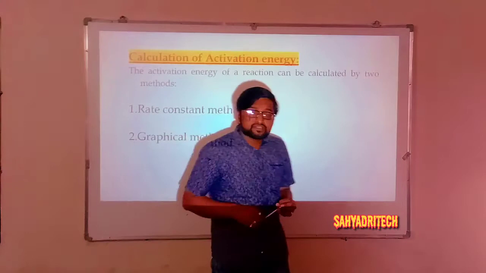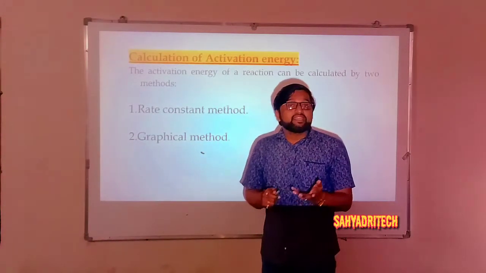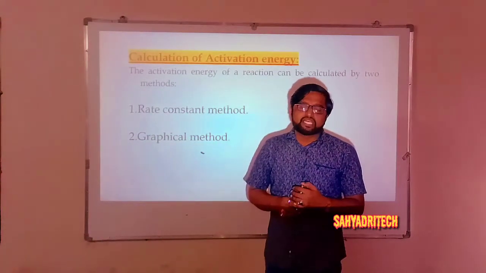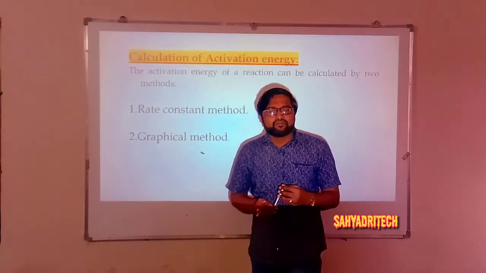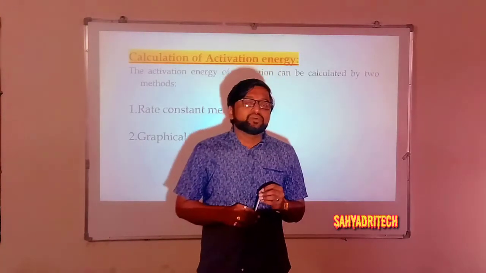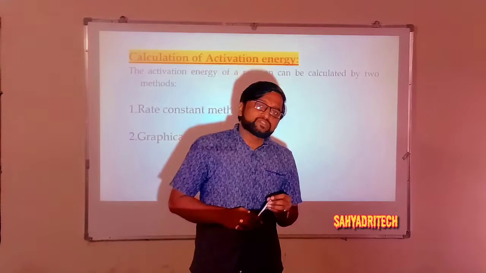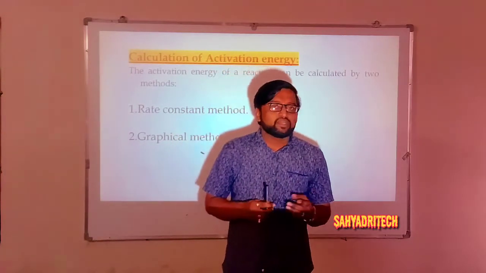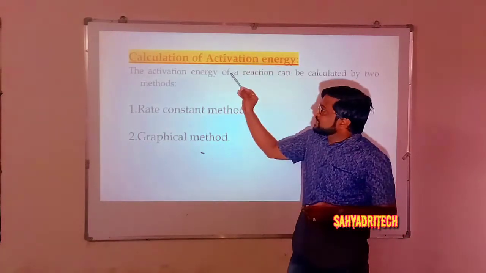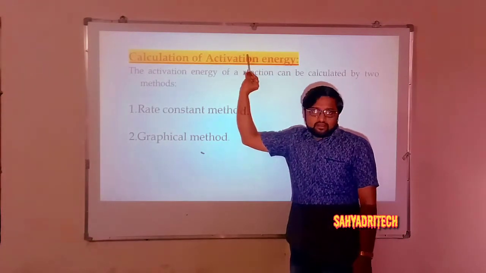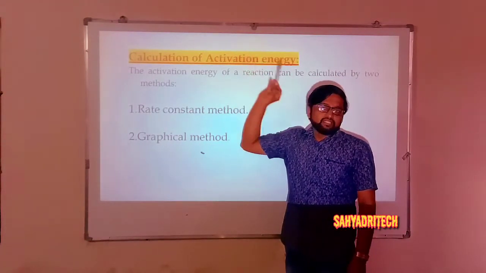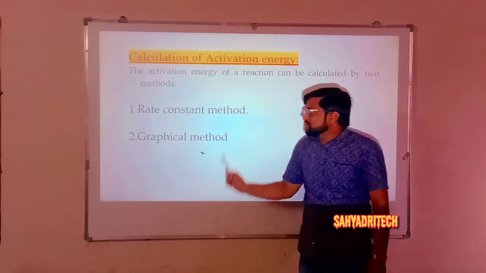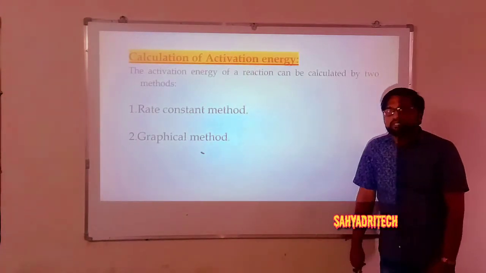So what is the basis for this calculation? Again, the Arrhenius equation is the basis. As we know, what is the Arrhenius equation? k = A e^(-Ea/RT). By using that expression, one can get the derivation for the calculation of activation energy. Well, first we go for the rate constant method.